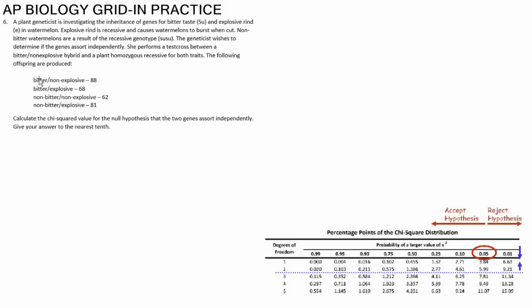Reading through this, what we figure out is that there are two different traits: bitter or non-bitter, and non-explosive or explosive for watermelons. I don't know why watermelons are exploding, but I guess that's a thing.